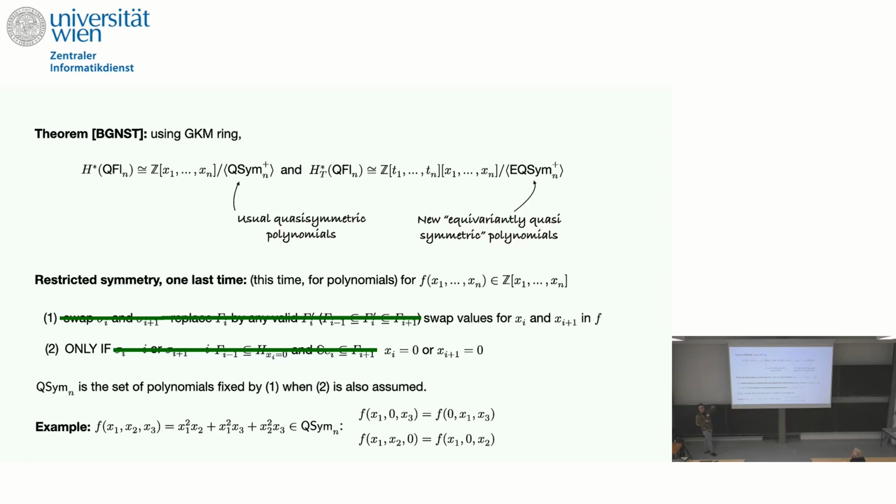I think condition 2 is sort of hard to understand, so I just want to give you a really clear example. x1 squared times x2, plus x1 squared times x3, plus x2 squared times x3 is a quasisymmetric polynomial. We can verify it using this definition by checking that f of (x1, 0, x3) is equal to f of (0, x1, x3), and f of (x1, x2, 0) is equal to f of (x1, 0, x2). So this is what I mean by you're allowed to swap these inputs if one of them is 0.